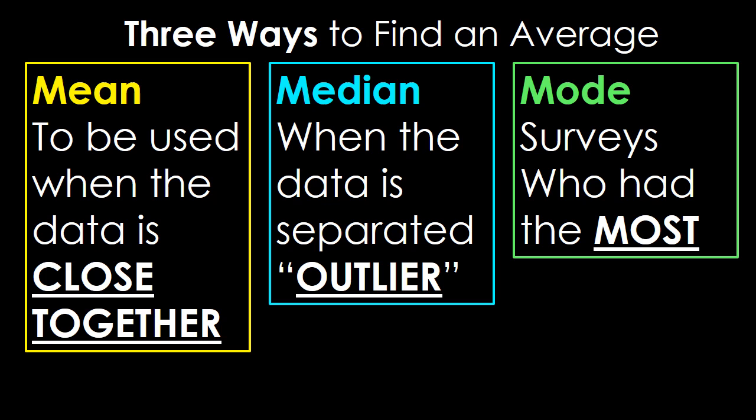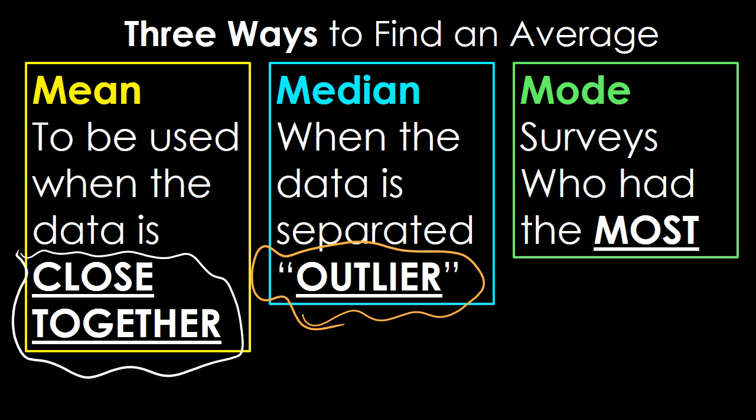We have to decide which one of these three is going to be the best to use in a given situation. Mean is going to be used when the data is close together, and you'll see that in these upcoming examples. Median is going to be used when we have what we call an outlier. And mode is going to be used for surveys, yes or no surveys, or which category had the most.